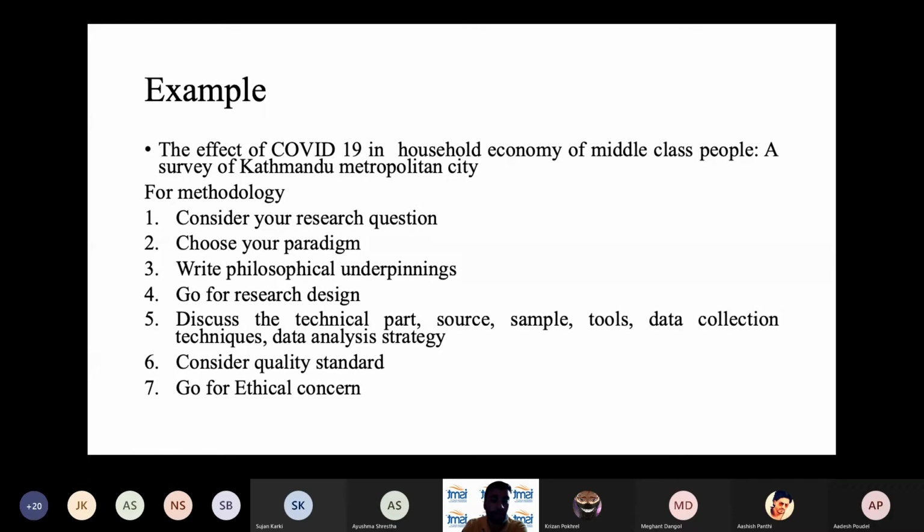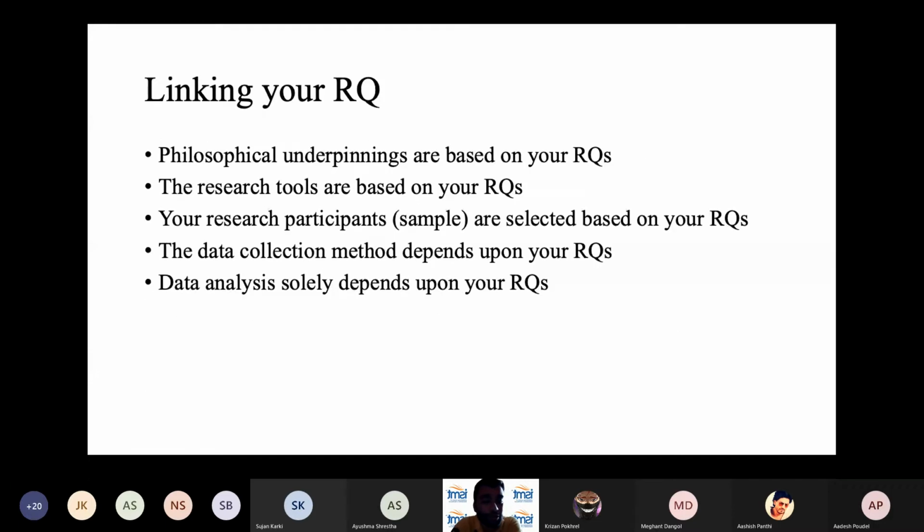So, linking your research question: the philosophical underpinnings are based on your research question, the research tools are based on your research question, your sample and research participants are selected based on your research question. Data collection method depends upon your research question. Data analysis solely depends upon your research question. So what this mainly indicates is that even if you are not clear on the ontology and epistemology of your research, you have to be very clear on your research question. What is the purpose of your research, what you are trying to explore? That needs to be very clear, and that will help you to choose the other parts of the research, as we have already discussed.